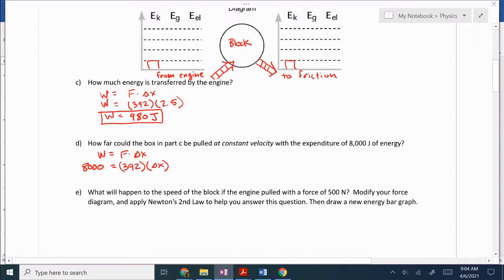So 8,000 divided by 392 gives us 20.4 meters.